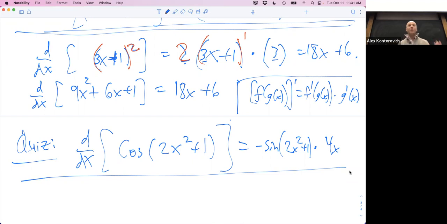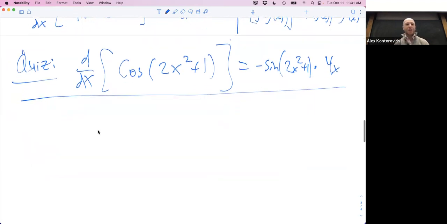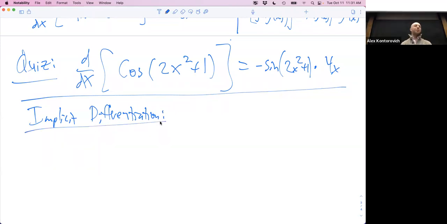Because it's an easy topic once you know the chain rule. And that topic is implicit differentiation. This is something that people find difficult, and I never understood why, because it's a very easy thing. Implicit differentiation. So taking derivatives, implicit as opposed to explicit.